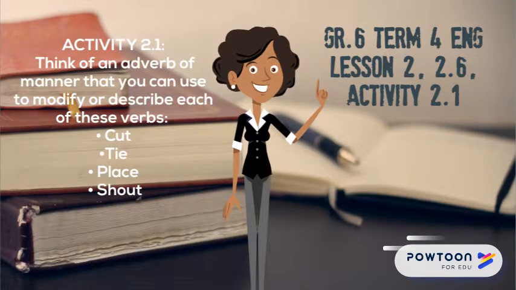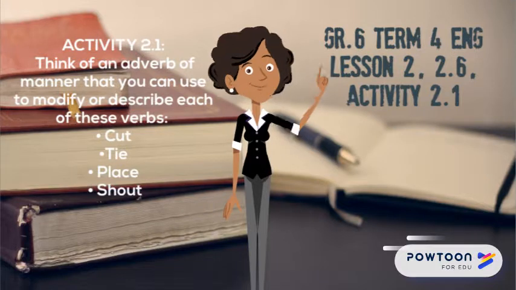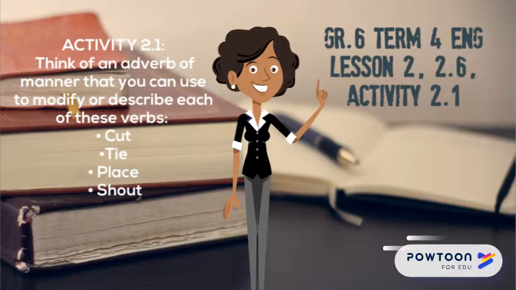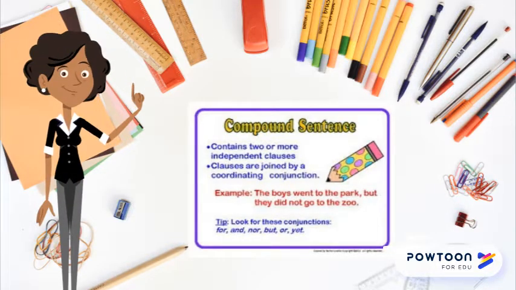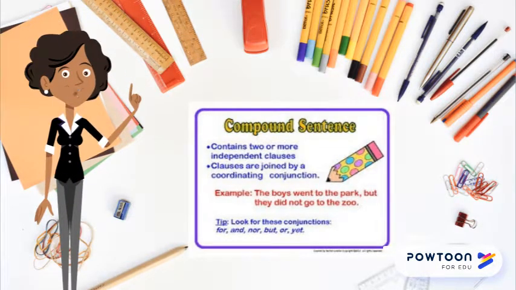Wizard, are you up for an activity? In this activity, you have to think of an adverb of manner that you can use to modify or describe each of these following verbs: cut, tie, place, and shout. If you are finished with this activity, let's go on to compound sentences.